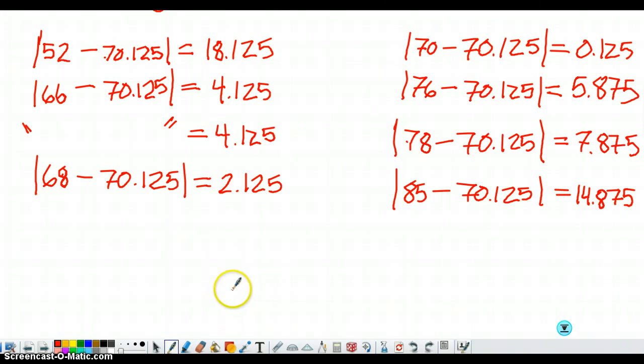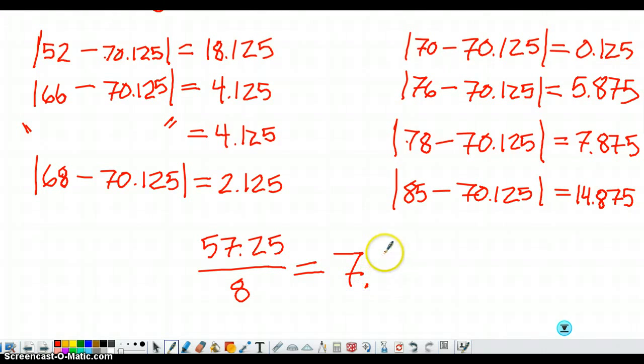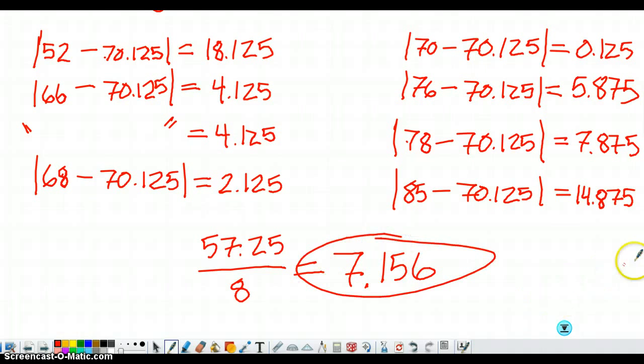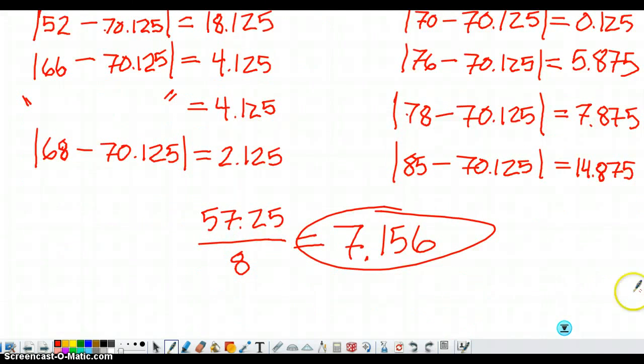Alright, if you add this up, what I came up with was 57.25 divided by the total that we have, so 8, and that's going to equal, rounding to 3 decimal places, 7.156. That is our absolute mean deviation, and what that means is, on average, each piece of data is 7.156 from the mean.